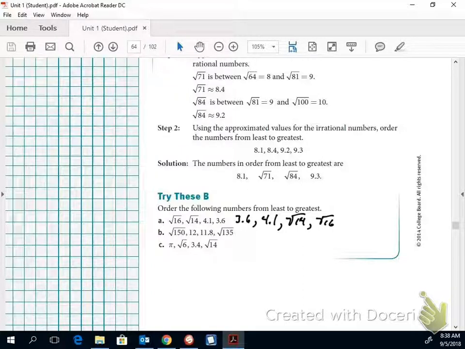We're on B, right? We're on B. 11.8. Awesome. 11.8 comes first. Okay. Followed by what? Wait a minute. Hold on. That's not right. I'm sorry. So this is the square root of 135 first. Oh. It's all right. Okay.